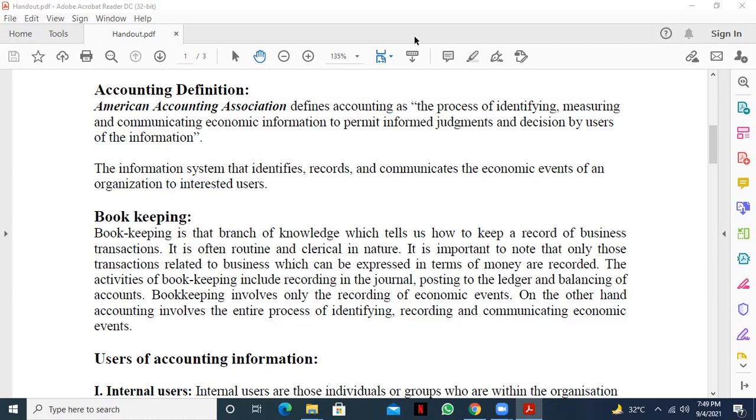The activities of bookkeeping include recording in the journal, then posting to the ledger and balancing of accounts. বুককিপিং এর মধ্যে প্রথমত ট্রানজাকশন গুলোকে আইডেন্টিফাই করবে, নেক্সট জার্নালাইজ করবে, জার্নাল থেকে লেজার প্রিপারেশন করবে, লেজার থেকে ব্যালেন্সিং অফ অ্যাকাউন্ট মানে ট্রায়াল ব্যালেন্স প্রিপারেশন। So this total step we call bookkeeping. Bookkeeping involves only the recording of economic events.